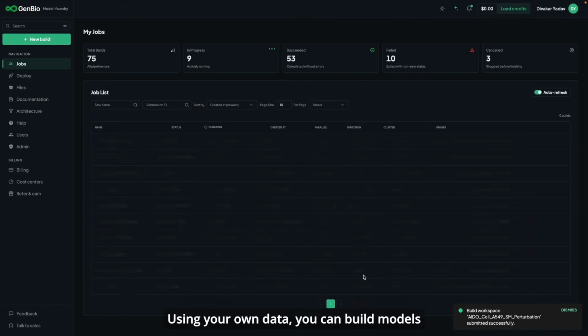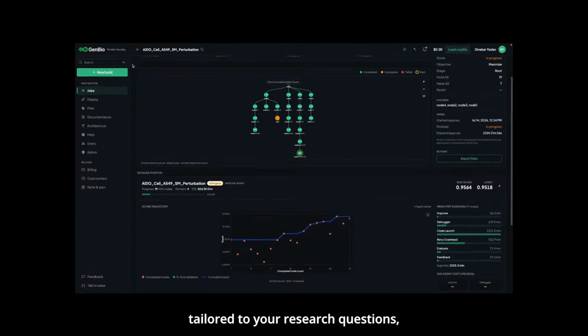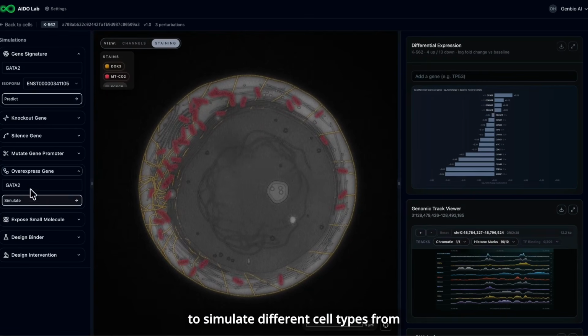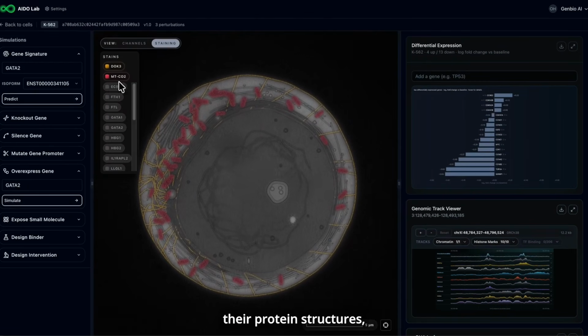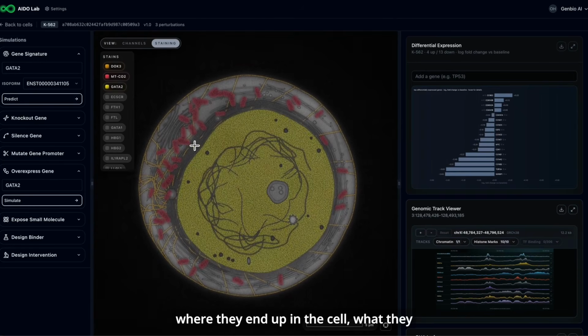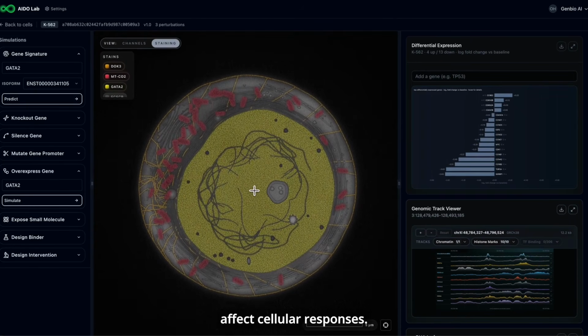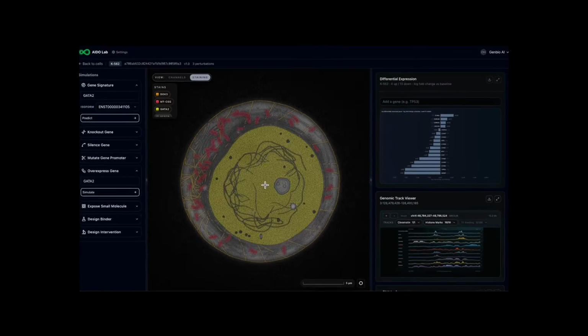Using your own data, you can build models tailored to your research questions. To simulate different cell types from shape down to genes and their protein structures, where they end up in the cell, what they interact with, and how they affect cellular responses.